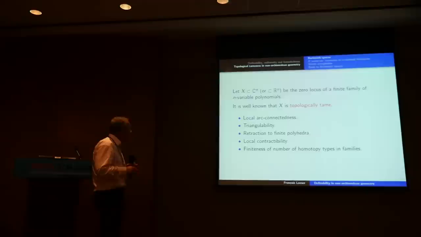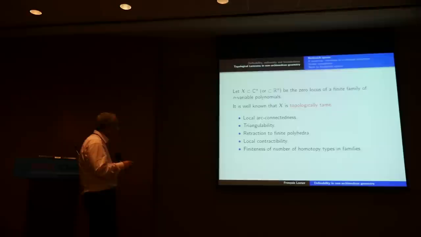So this work is about tameness in non-archimedean geometry. Let's start with sets defined by polynomials over the complex numbers or the real numbers. It is very well known that they are tame. They satisfy nice properties, they are not wild at all. For instance, they are locally arc-connected, they are triangulable, they retract to finite polyhedra, and they are locally contractible. And if you vary them in definable families, say algebraic families, then you have a uniformity result on the homotopy type.